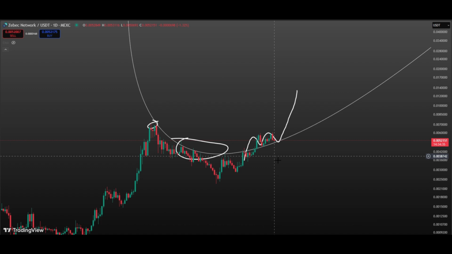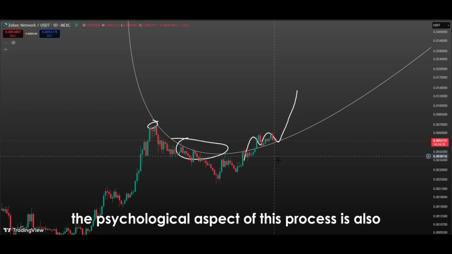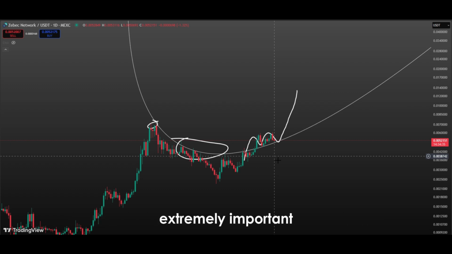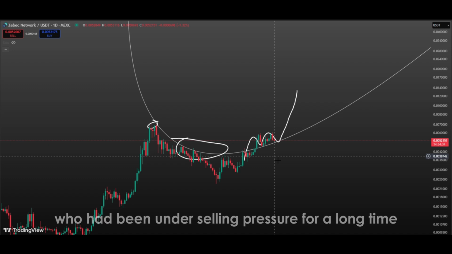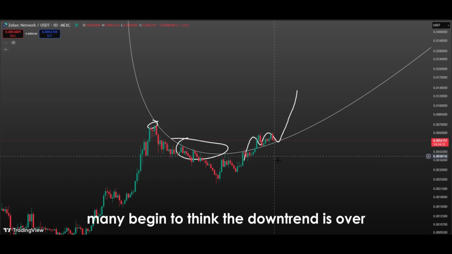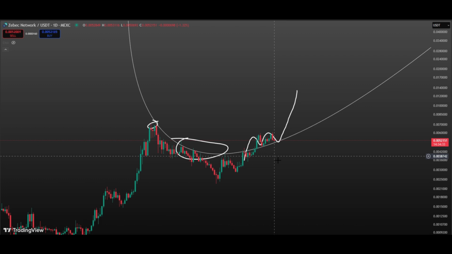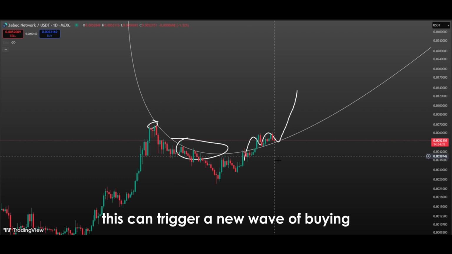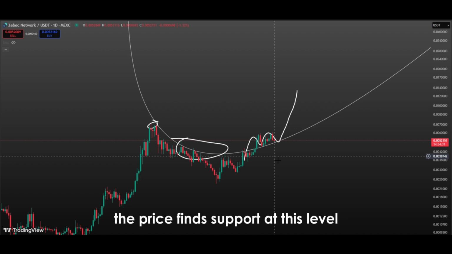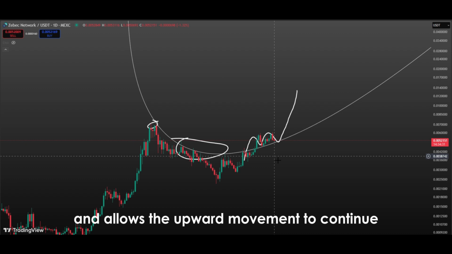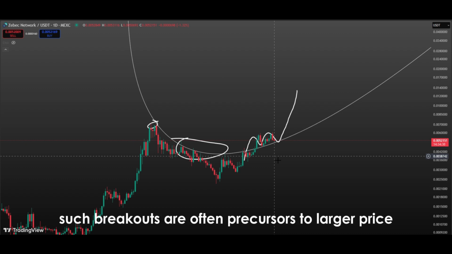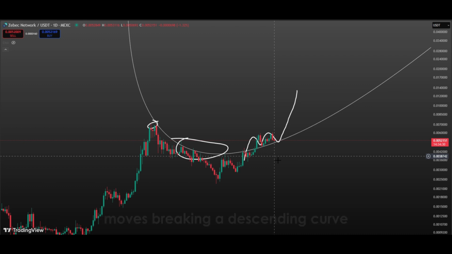The psychological aspect of this process is also extremely important. Closings above the descending curve give morale to investors who had been under selling pressure for a long time. Many begin to think the downtrend is over and start buying. This can trigger a new wave of buying after the breakout. If, during the retest, the price finds support at this level, it reinforces that belief and allows the upward movement to continue. Such breakouts are often precursors to larger price moves.